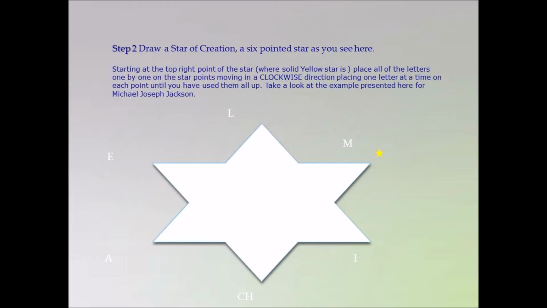Moving down to the bottom right point, it's I. And moving to the next bottom lower point is C and H. Remember, C and H is seen as a single sound in the system. The next one is A, the next point is E, and the next point is L. So if you have a quick look at that, we've got Michael spelled out, M-I-C-H-A-E-L, around the star. But we don't stop there. There's more letters to finish. So we'll move to the next slide.